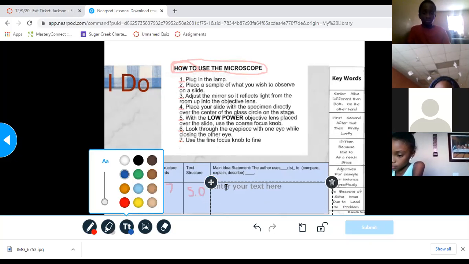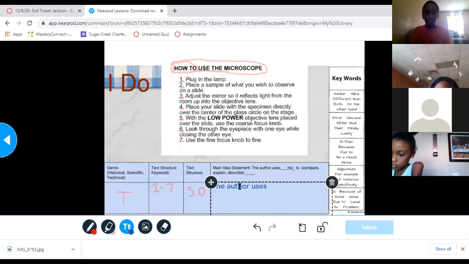And I'm going to start it off. The author uses, and fill in the blank. We already know what the text structure is, which is sequential order. I will take SO if you don't want to type out sequential order, okay? Sequential order to what? What are they doing? They're showing us or teaching us how to use the microscope, okay? So the author uses sequential order to teach us how to use the microscope.